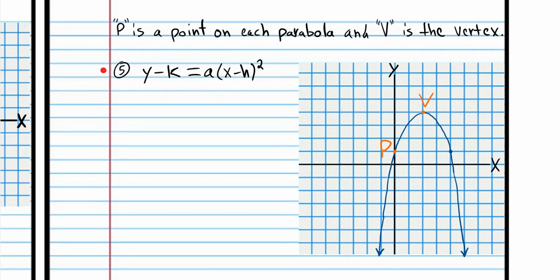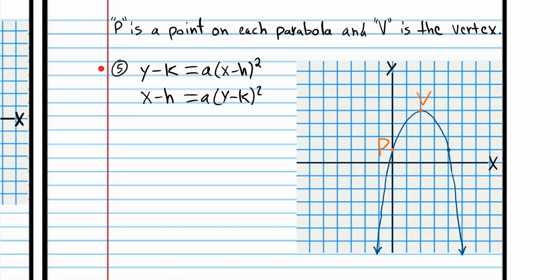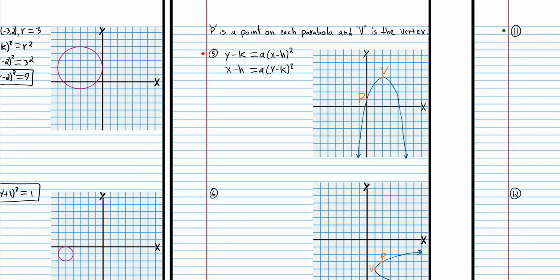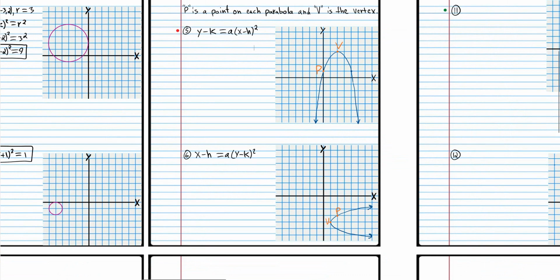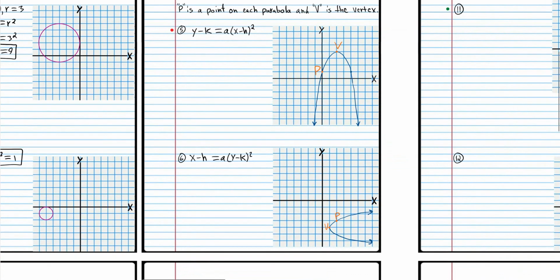Now, if this were a parabola opening to the left or to the right, then we'd have to replace y minus k with x minus h, and we'd have to replace x minus h with y minus k. So just be aware of that. I think we're going to do that in the next problem, because you see in the next problem the parabola actually opens to the right. So I'll just put that equation down there.